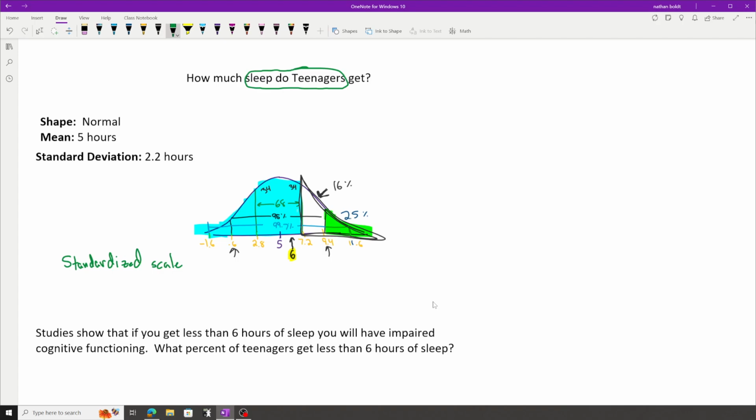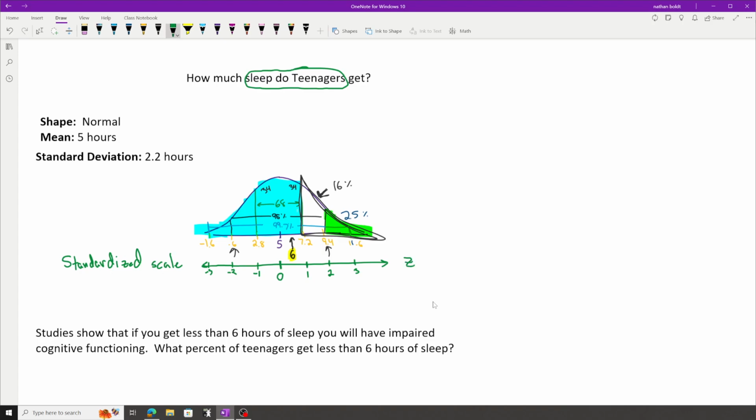So imagine drawing another axis down here, another scale, and we've done this before. And instead of 5 hours of sleep, which is the average, that's the middle, we're going to call that 0. And then if I go out 1 standard deviation, that'll be a 1. 2 standard deviations will be 2. 3 standard deviations will be 3. And then -1, -2, -3. These are measured in standard deviations.